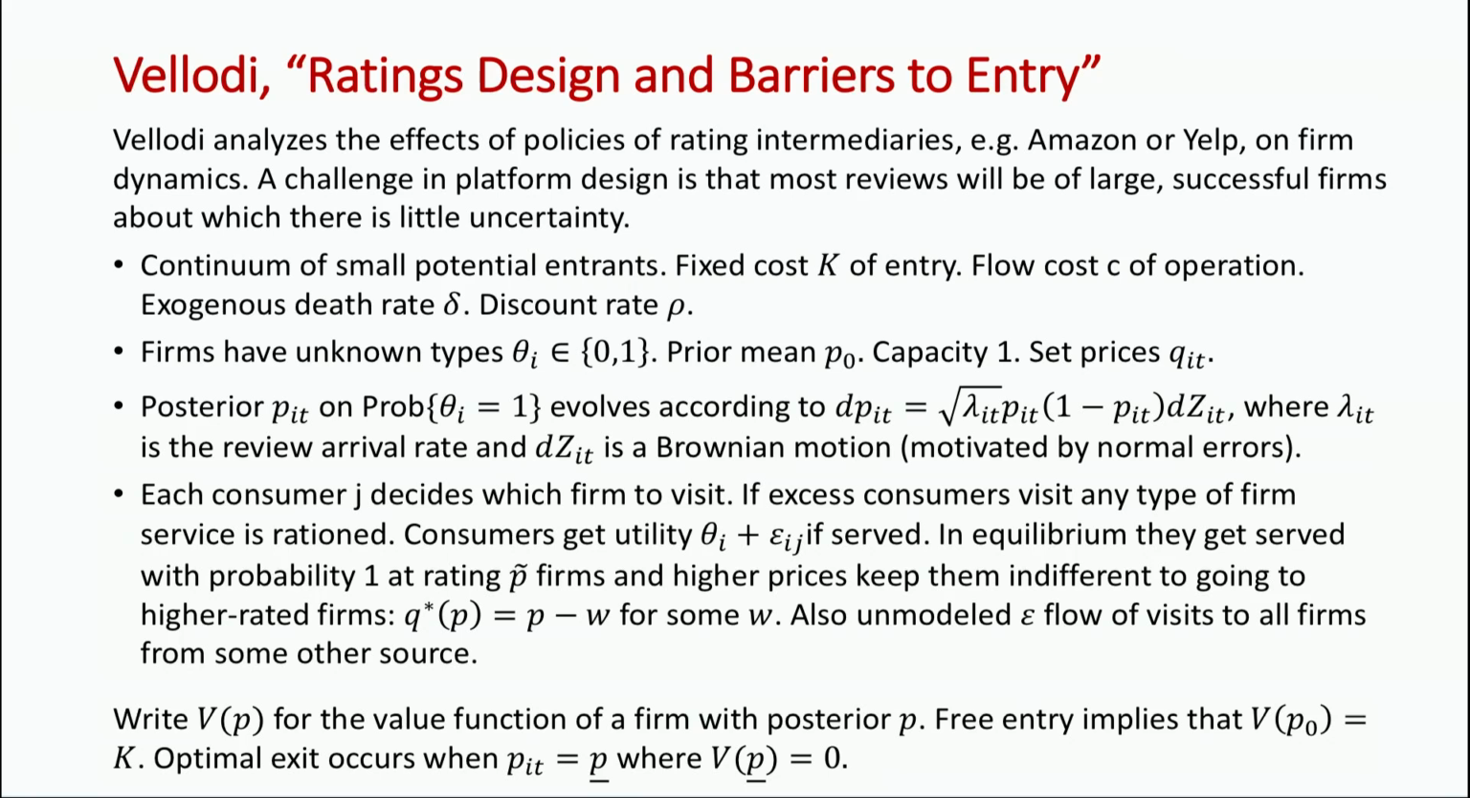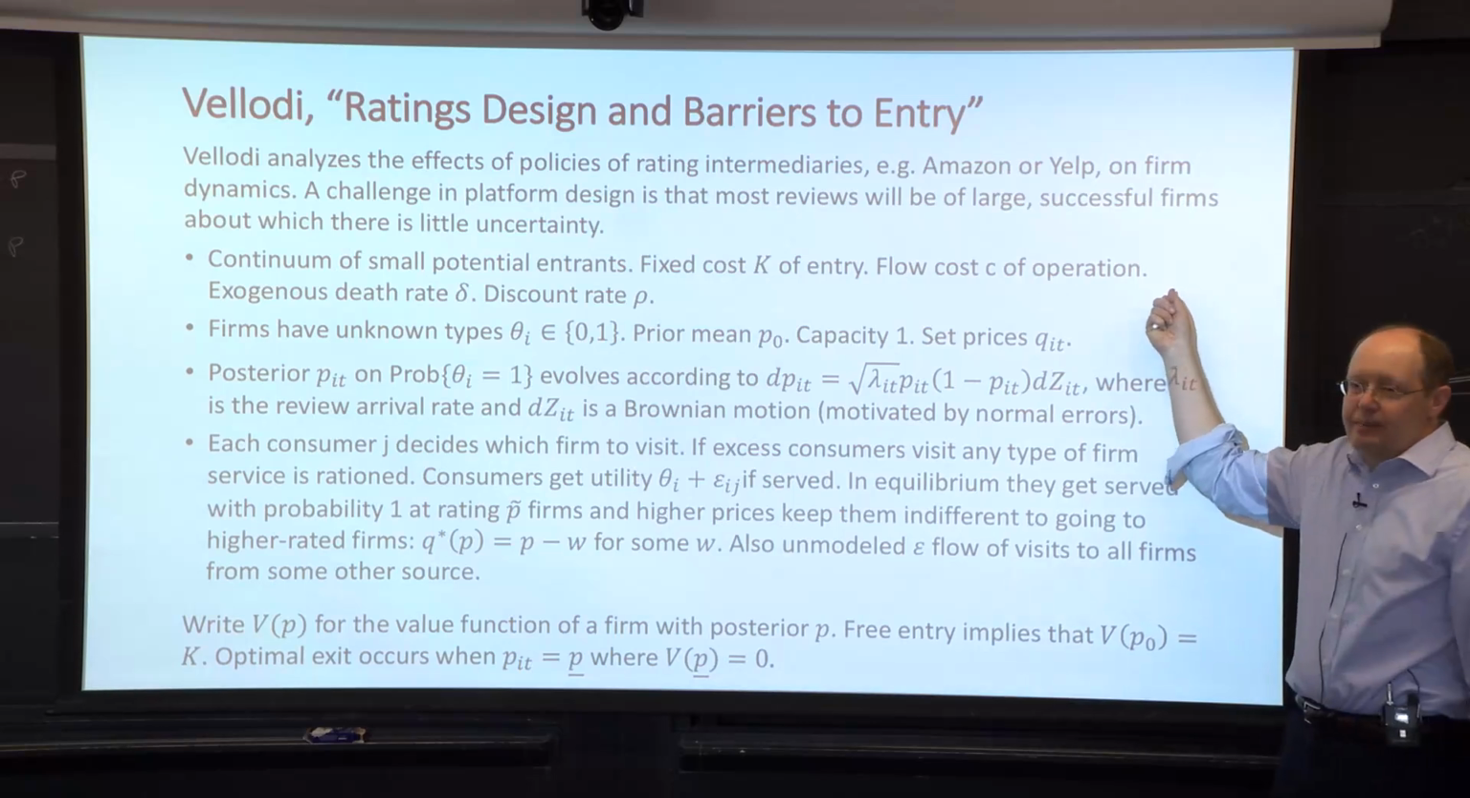Okay, so I'm going to write V of P for the value function of a firm that has posterior P. Free entry implies that V of P naught equals K. When the firms are entering, it must be that their lifetime expected discounted value of profits is exactly equal to the fixed costs. And then exit occurs when your posterior gets down to P lower bar, where V of P lower bar is 0. And V of P lower bar is 0 in this model without the scrappage, because there's this flow cost of operation.